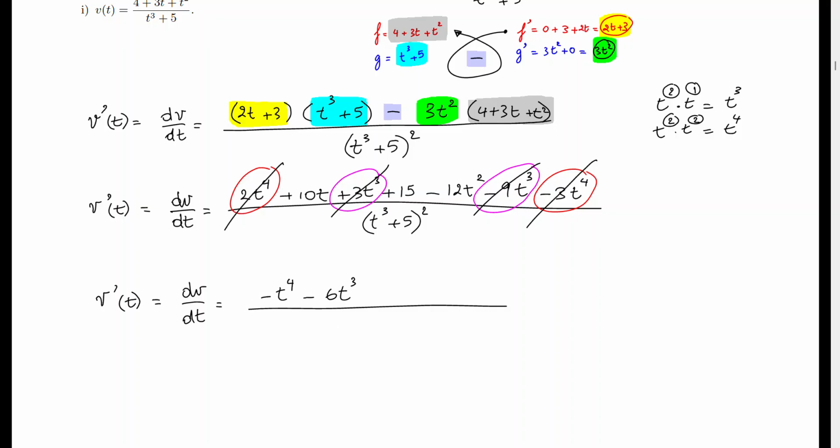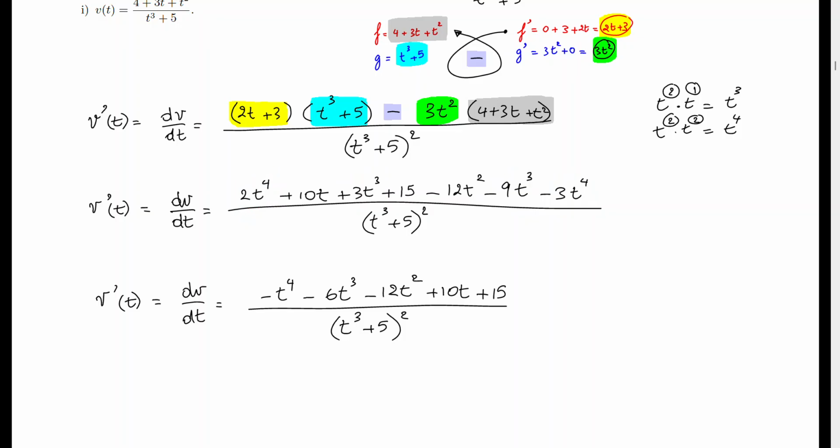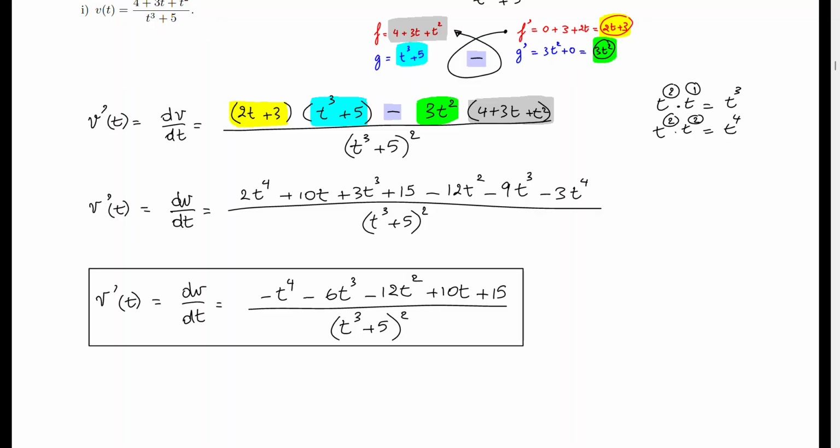Now I'm looking at the t squareds. I'm checking to see, there's only one t squared term. Everything else doesn't have t squareds. So I write that one next. Next, I'm going to write the term that has the t, which is the 10t. And finally, the term that doesn't have any variables, that's the 15. And it's all being divided by t cubed plus 5 all to the power of 2. And that's how you can finish this problem. And actually, this is the end. There's nothing we could add or subtract anymore, so this is it.